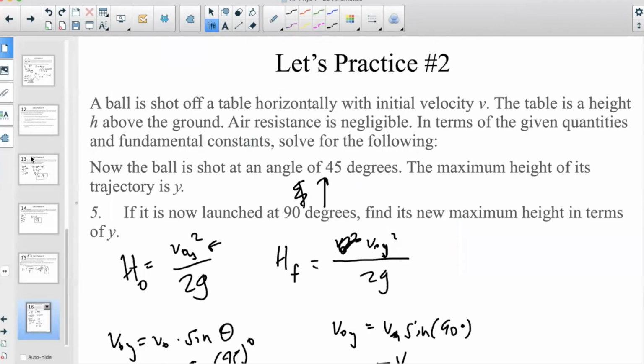And that's your answer. Your new maximum height is equal to 2 times your original maximum height in this kind of problem. So both of these problems are questions that College Board often asks on the AP Physics 1 exam. So I hope this lesson helped you guys.